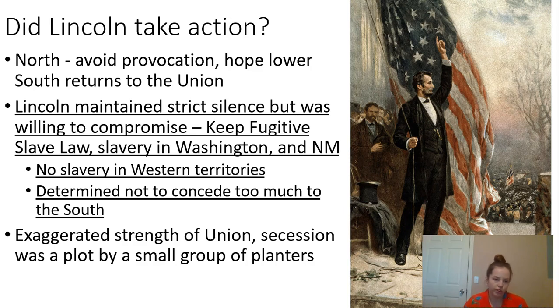He would be willing to negotiate slavery in Washington, and he would even be willing to negotiate the New Mexico Territory as far as potentially expanding slavery into that area. However, for the most part, he's going to be firm on keeping slavery out of Western territories, and he is definitely determined not to concede too much to the South. Lincoln did, however, like most, exaggerate the strength of the Union in saying that secession was a plot only by a small group of planters.